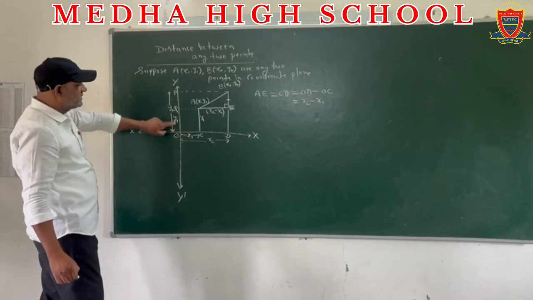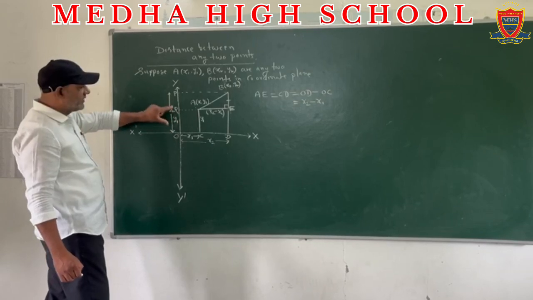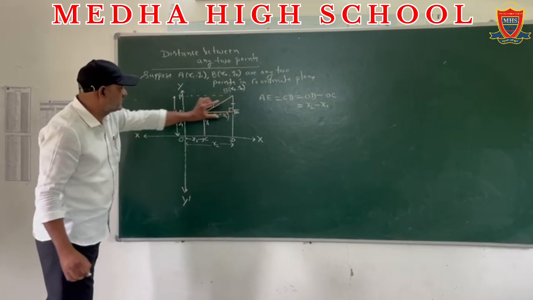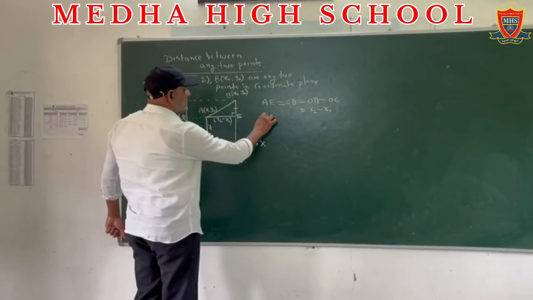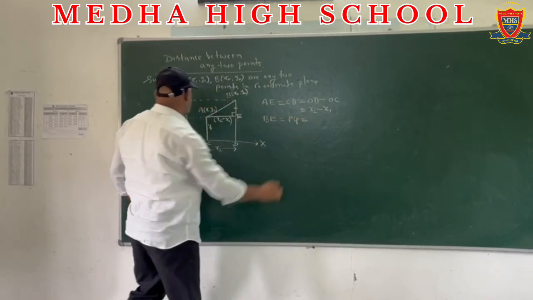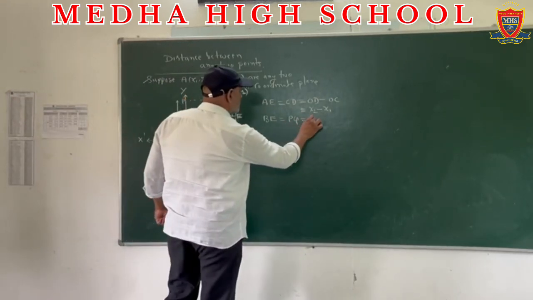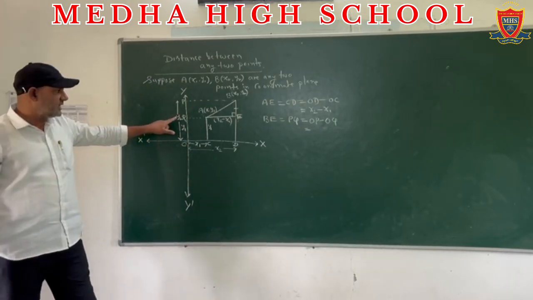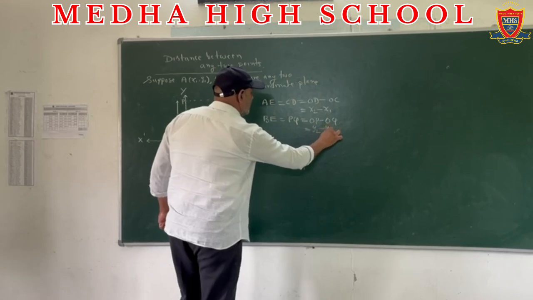Let these points be P and Q. OP minus OQ. OP minus OQ is y2 minus y1. That y2 minus y1 is equal to BE. So BE equals PQ equals OP minus OQ. OP is y2 and OQ is y1. So y2 minus y1.